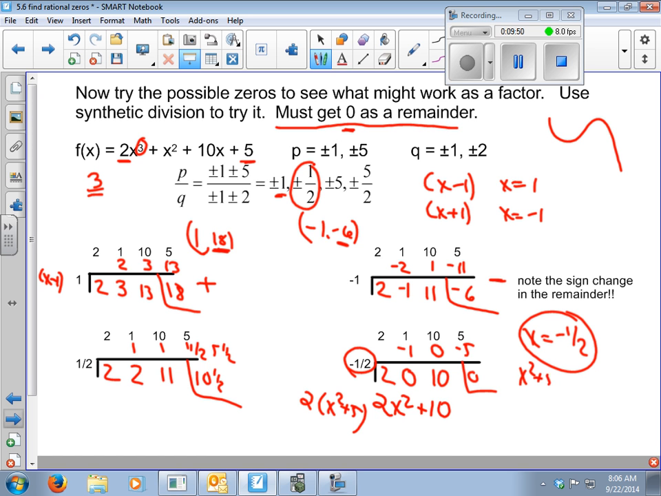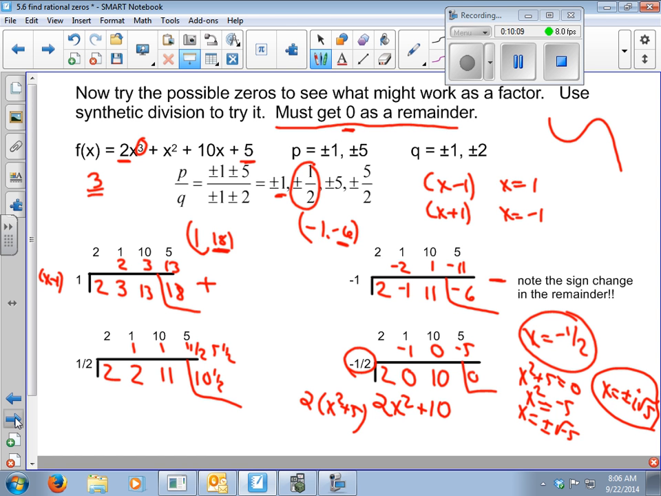X squared plus 5 equals 0. X squared equals -5. X equals plus and minus the square root of -5. X equals plus and minus i root 5. Those will be my other two solutions.